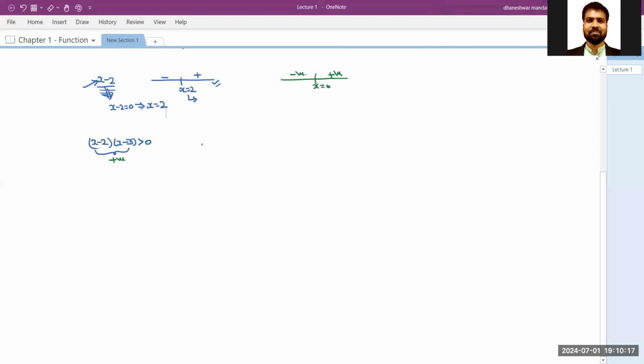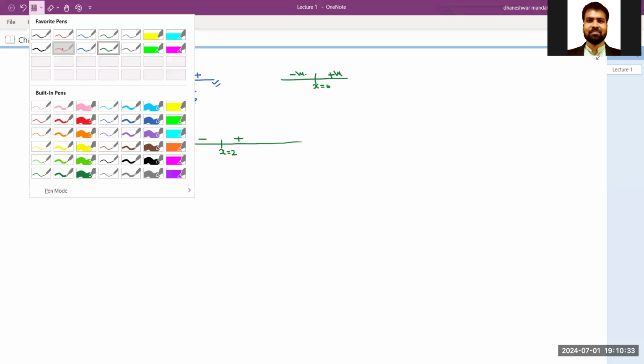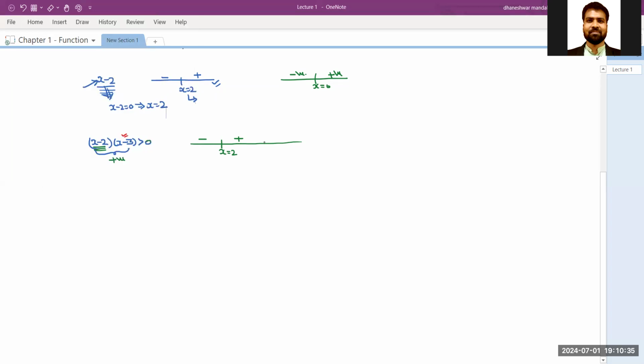So here we have two factors. If I take this factor only, then I get one critical point, x = 2. The right side of this is positive and the left-hand side is negative. Now, if I consider x - 3 only, then I get one point, x = 3. The right-hand side of this 3 is positive and the left-hand side is negative. See, now we have two factors.